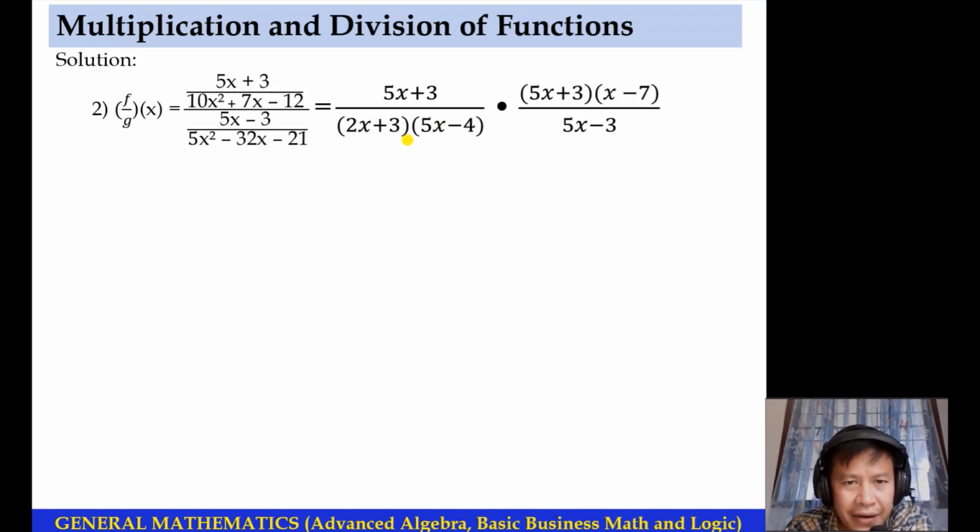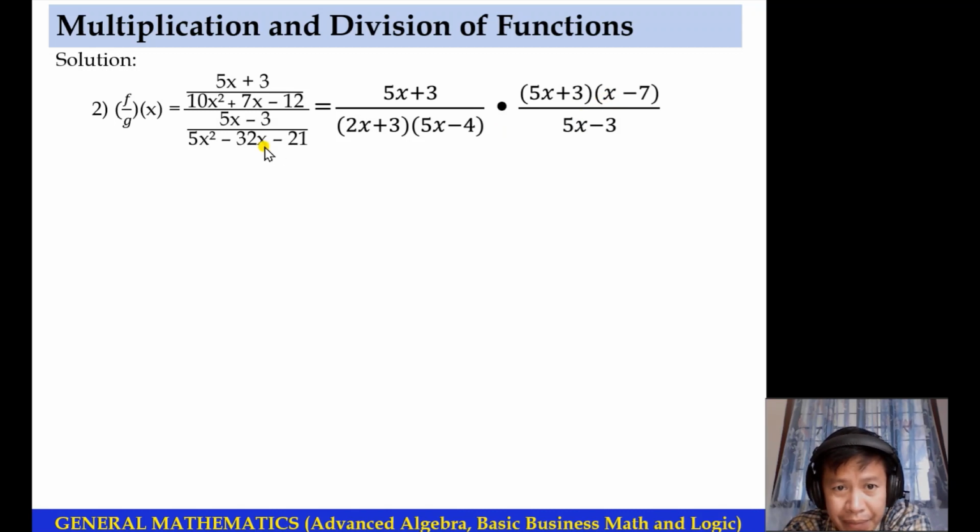15x minus 8x is equal to 7x. And that is correct. Did you understand? Times. Then, you are going to factor this one. Now, what will be the factors? Okay, the factors are 5x plus 3 quantity x minus 7.